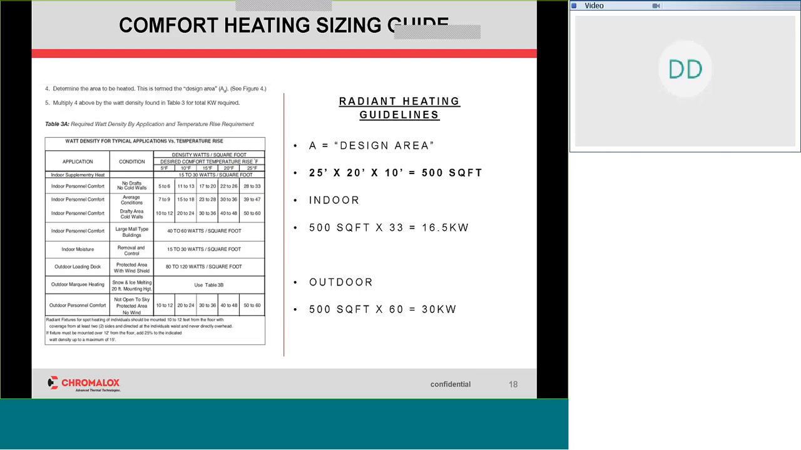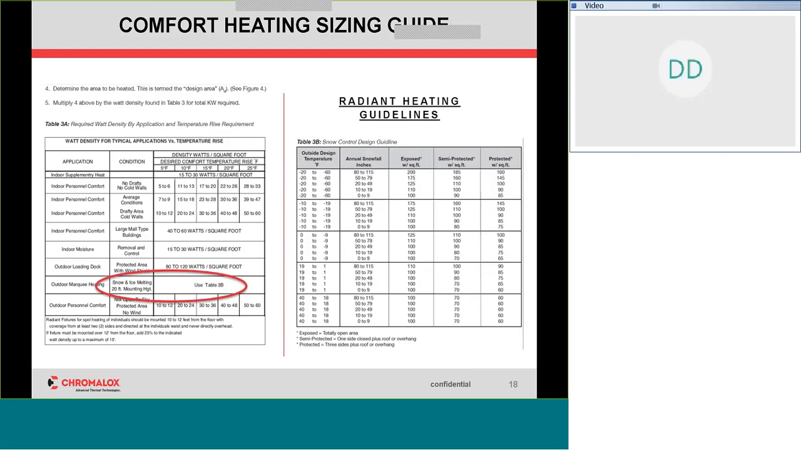Maybe it's outdoor. Maybe it's a drive-up carport, and it's not well covered. So therefore, there's a lot of air changes, a lot of issues. We're up to 60 watts per square foot, and that comes out to be, based on the height, 30 kW. Well, that's pretty easy. That's standard. It's actually just one heater in the end, but you probably want to go two and split it up and have multiple heating sections.